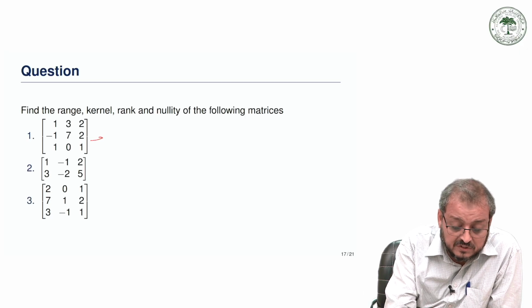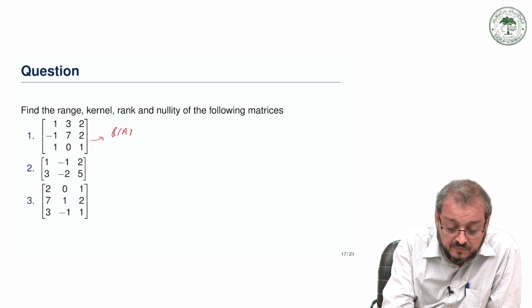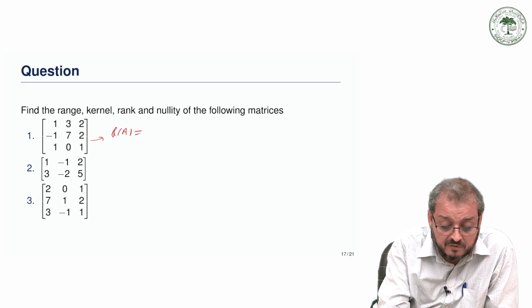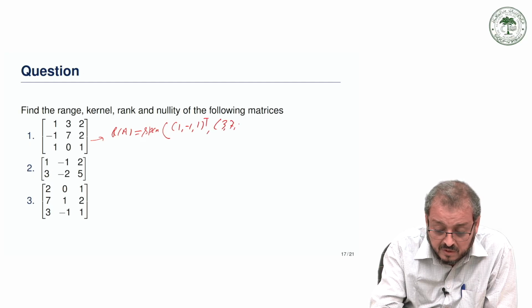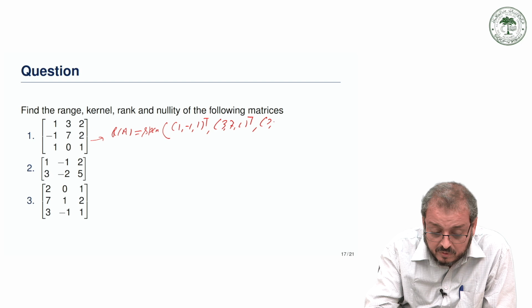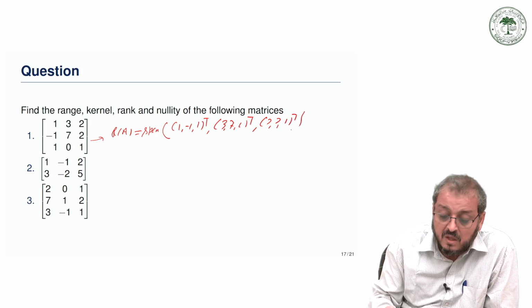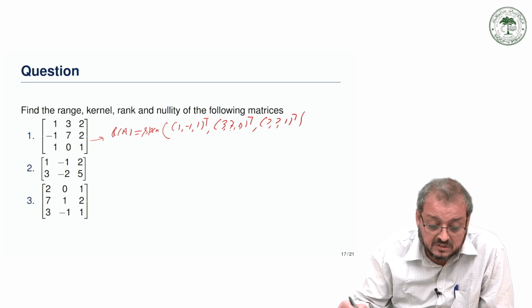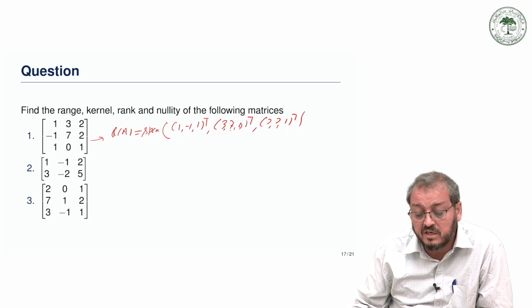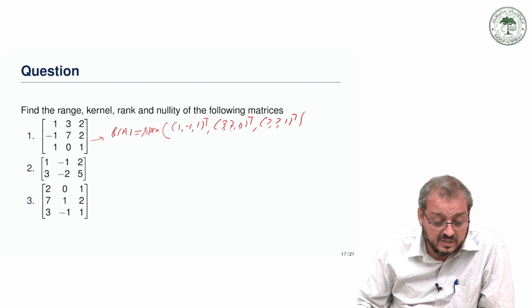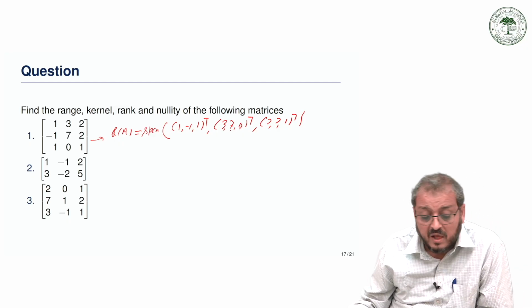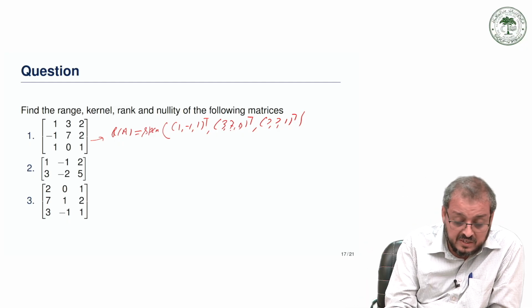So I start with the first one, which is the range of A. For example, this is A. In the form of A, we can say the span of (1, -1, 1) transpose, (3, 7, 0) transpose, and (2, 2, 1) transpose. And now you check these three vectors are clearly linearly independent, because we cannot write any one of them as a linear combination of the other two.